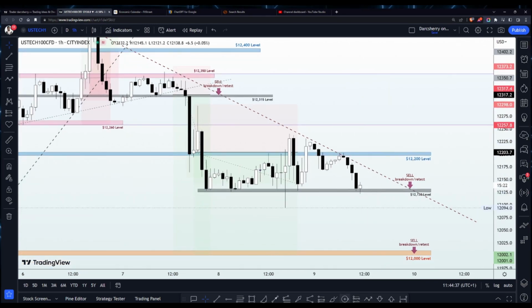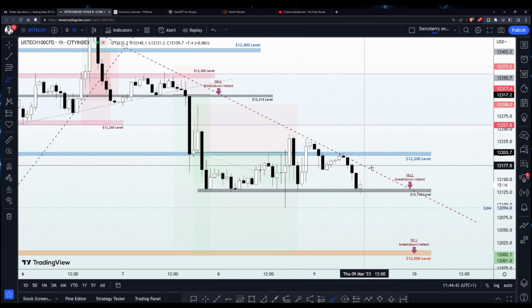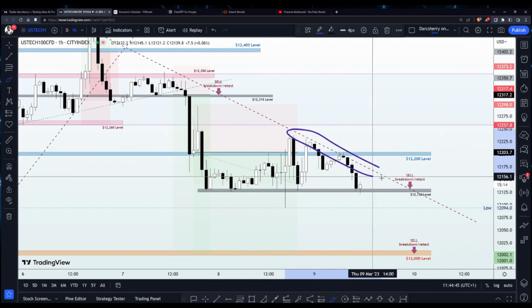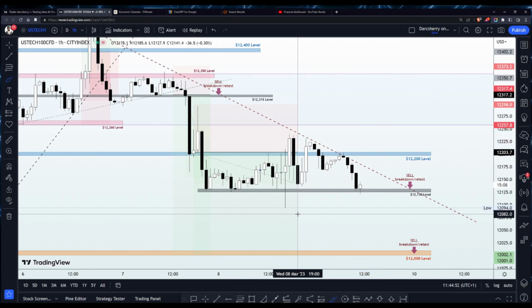So what I'm simply saying here is that below the 12,130 is where we shall be looking out for selling opportunities, and a breakout of the trend line will be giving us a signal of a possible momentum shift anytime soon. So let's be on standby for that one.